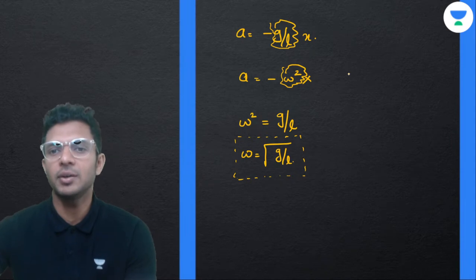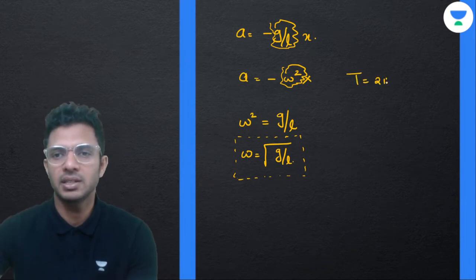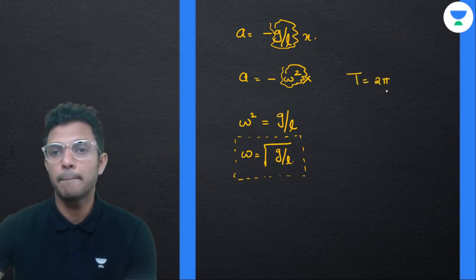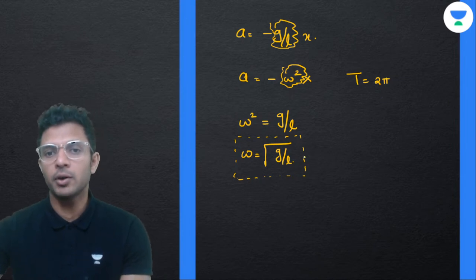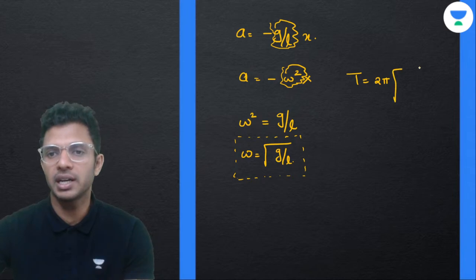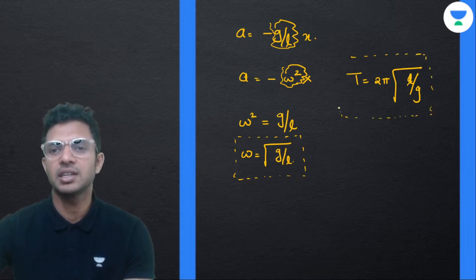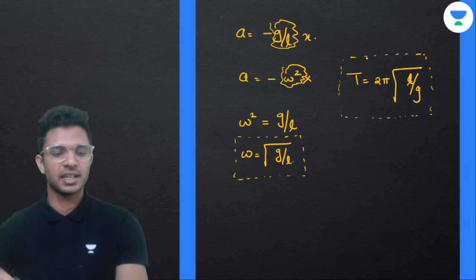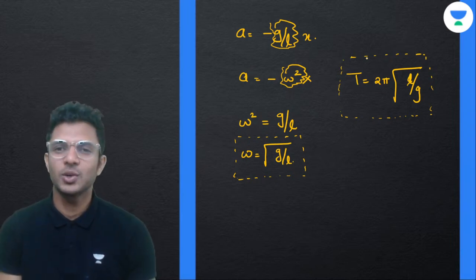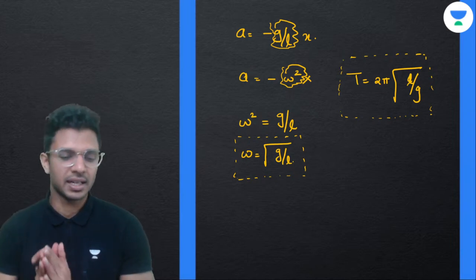Arre, omega ka value mil gaya, to time period bhi aise hi mil jayega. Time period is 2 pi by omega. So 2 pi by omega is 2 pi by root g by l, root l goes up. So I rearrange and write: time period ka formula mil gaya, 2 pi root of L by g. Mil gaya, samajh mein aa gaya.